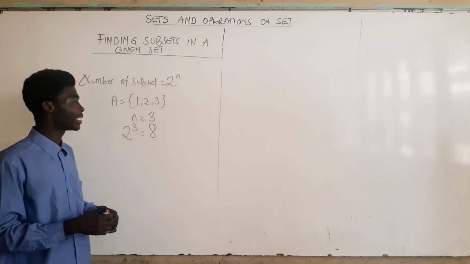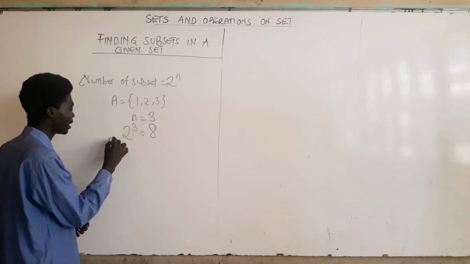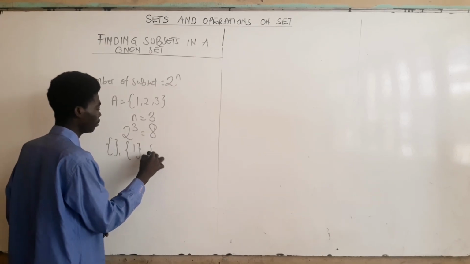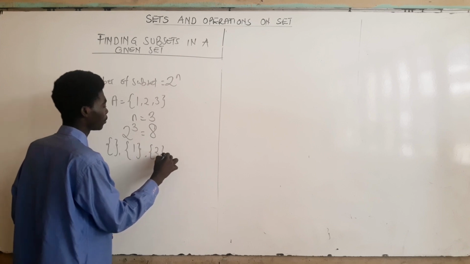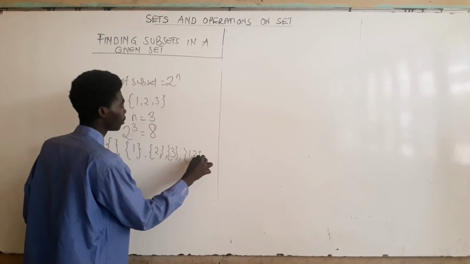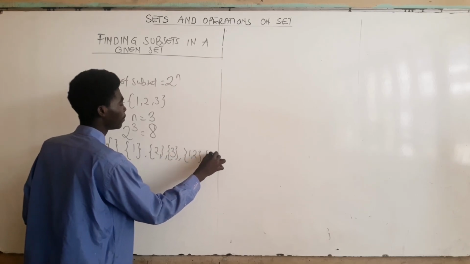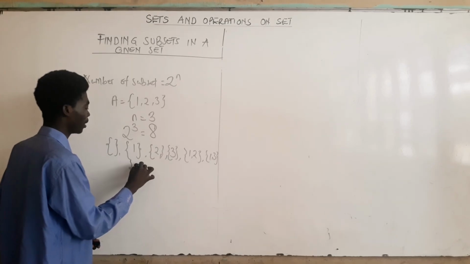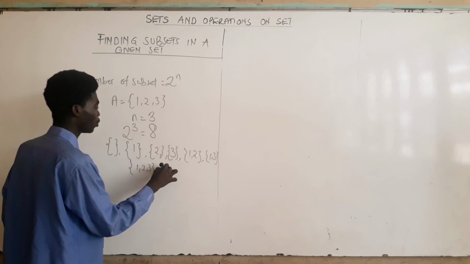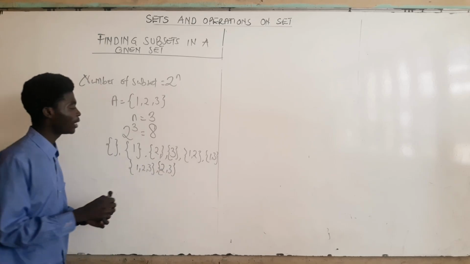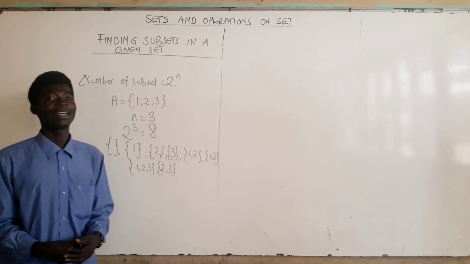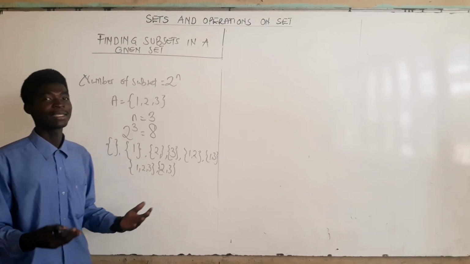And what are these 8 subsets? That is the empty set, 1, 2, 3, 1 and 2, 1 and 3, 1, 2, and 3, and then 2 and 3. So these are the subsets of set A, and that is a simple way you can find the subsets in a given set.